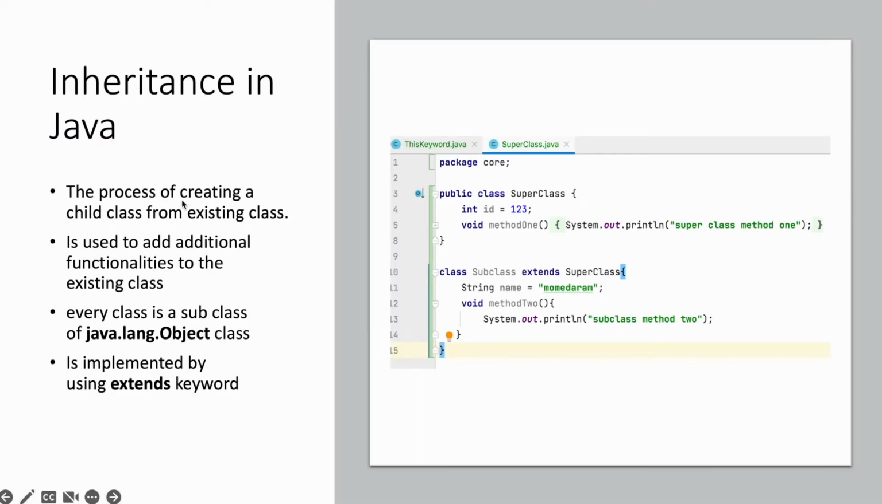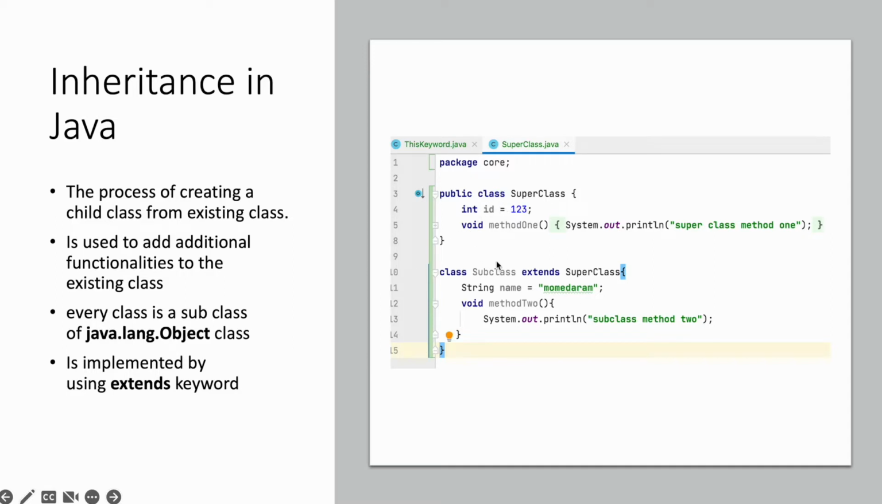The process of creating a child class from an existing class is called inheritance. The process of acquiring the properties of a superclass into the subclass is called inheritance. Inheritance is used to add additional features to the existing classes. For every class in Java, the java.lang.Object class is the superclass.